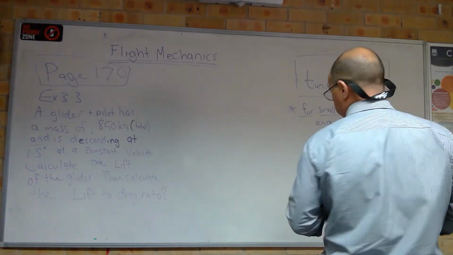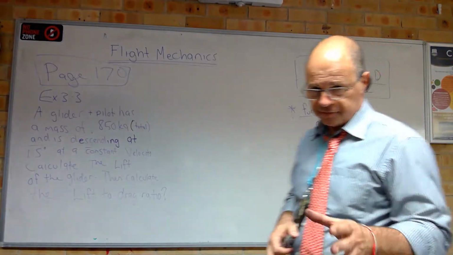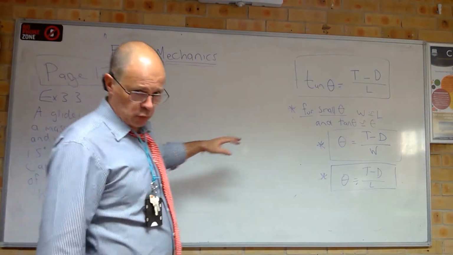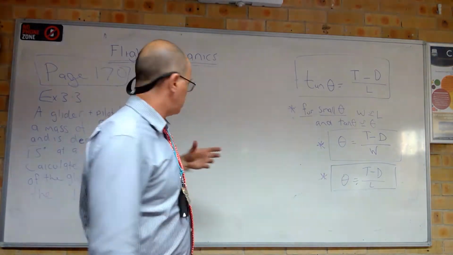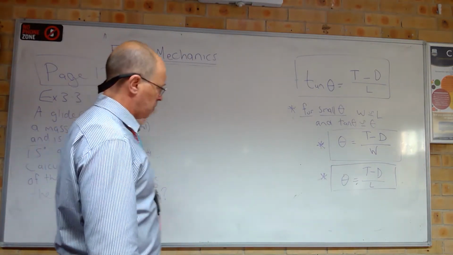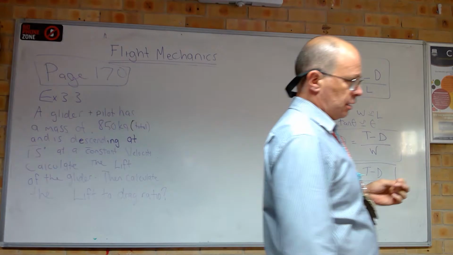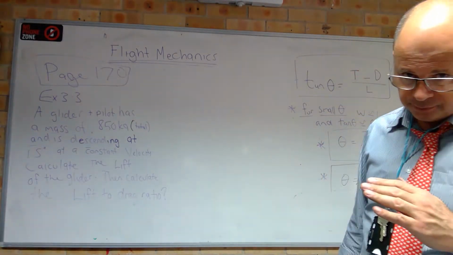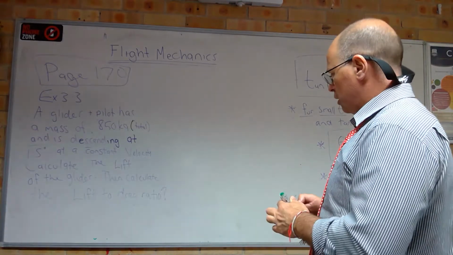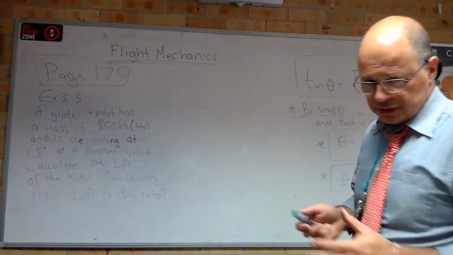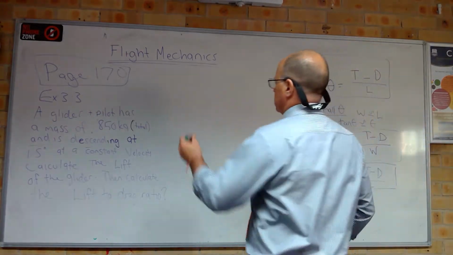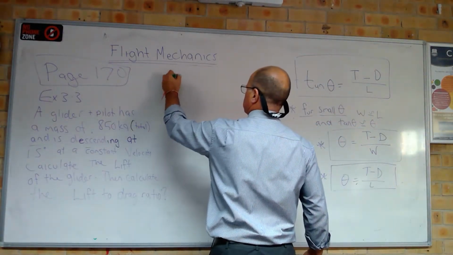Okay, folks, this is the final part of flight mechanics. We've dealt with all our equations we've got here. In this part of the textbook, page 170, they're relating the lift to drag ratio to the angle. So we need to be able to play around with these equations so we can manipulate them to solve problems. Okay, so lift to drag ratio.